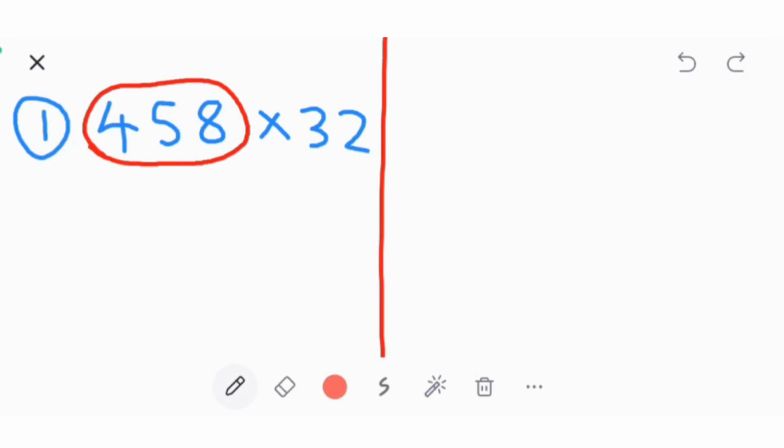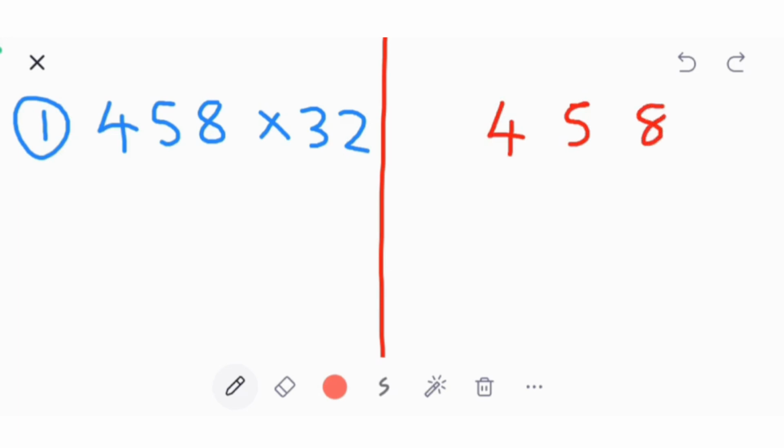458 has 3 digits. It has digit 4, digit 5, and digit 8. 32 has only 2 digits. It has digit 3 and digit 2. That means that 458 has more digits than 32. The number with more digits should be written at the top. So you write 458 at the top. Then you put 32 at the bottom. 3 under 5, 2 under 8. You write your times, then you draw the line.